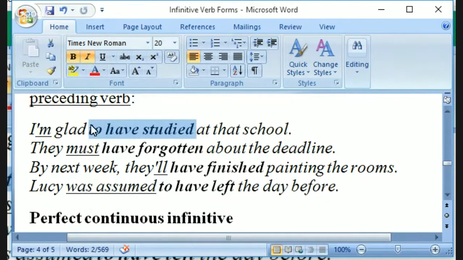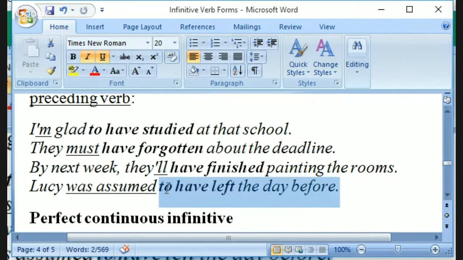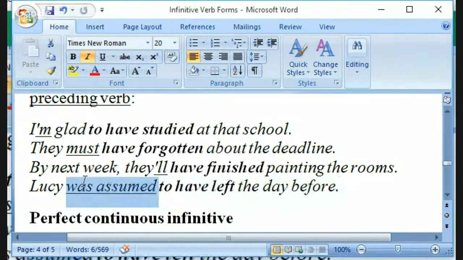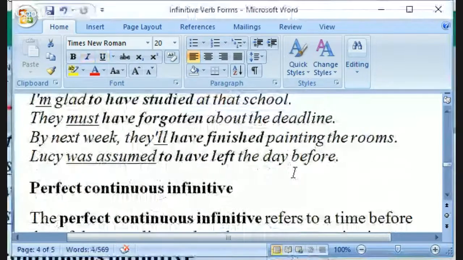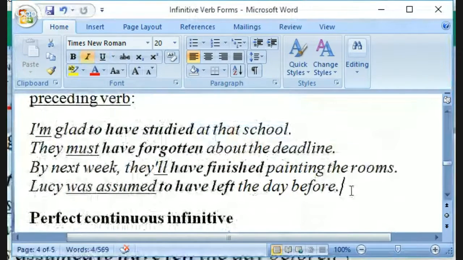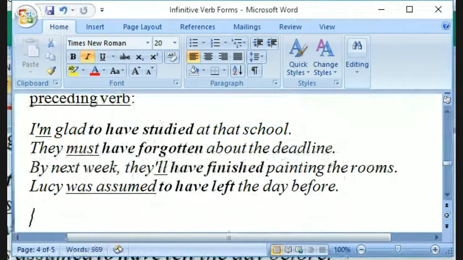To have studied. I'm glad is present tense. This happened before. To have studied. All right. They must is actually present tense. Have forgotten. Before. Lucy was assumed to have left the day before. She left before she was assumed, obviously. So referring to a time before that of the preceding verb is covered. Anyway, you want to try making one of these?